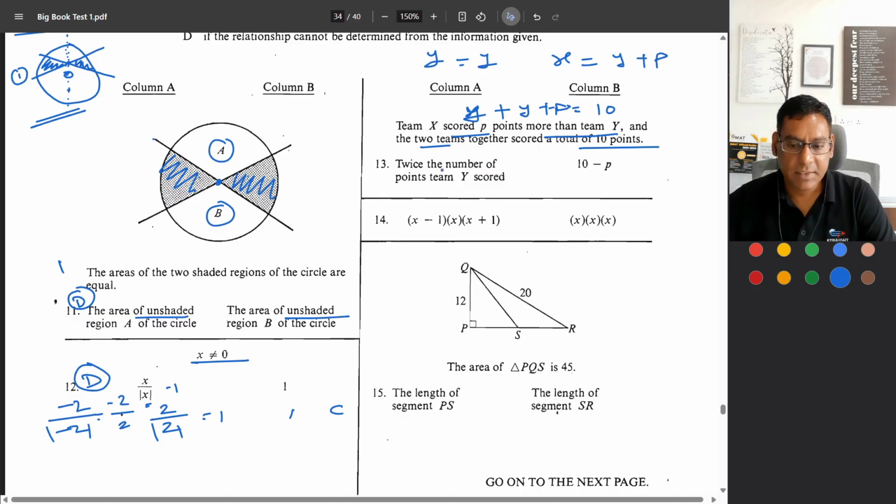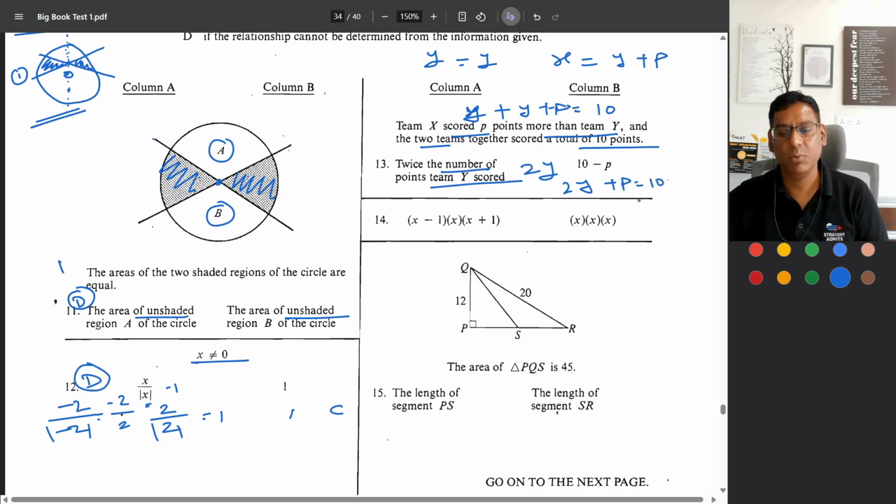What are they asking? Twice the number of points team Y scored, so that is 2y, and 10 minus P. So what do I have here for my equation? I get 2y plus P is equal to 10. That means 2y equal to 10 minus P. So 2y and 10 minus P, same quantities. So the answer has to be C.